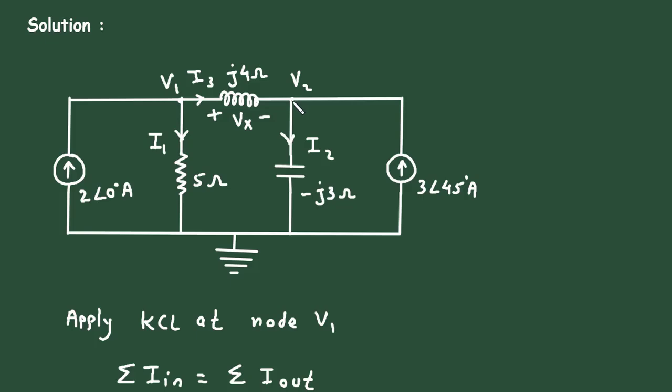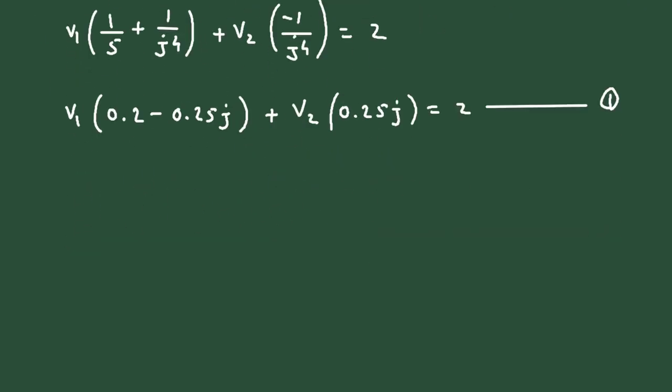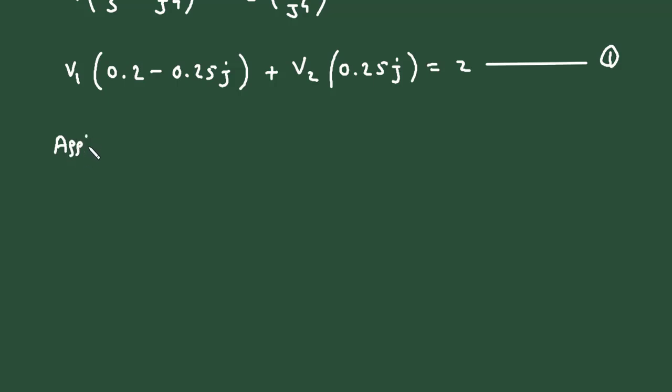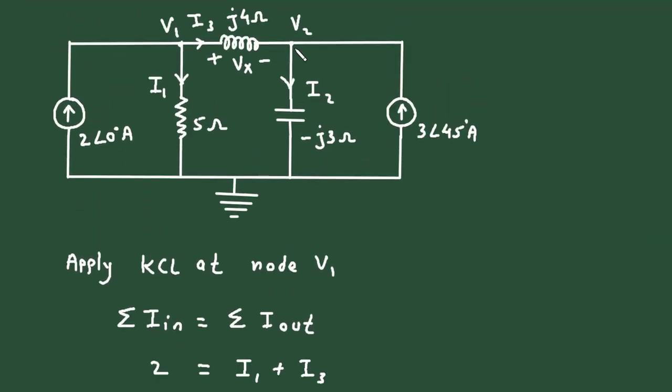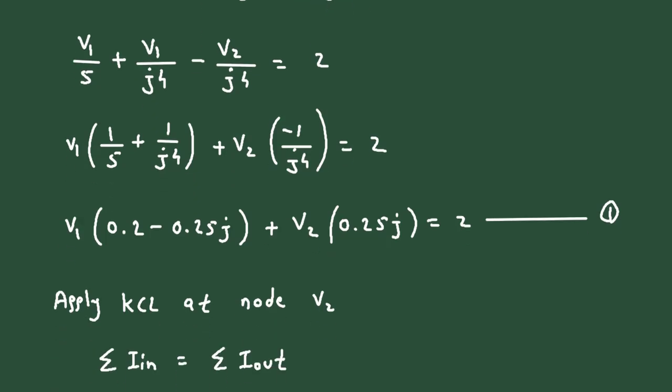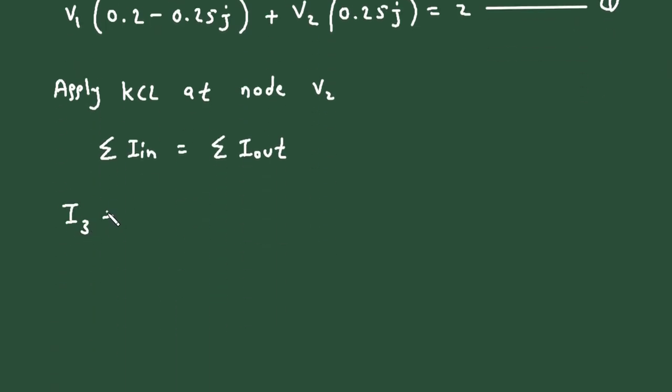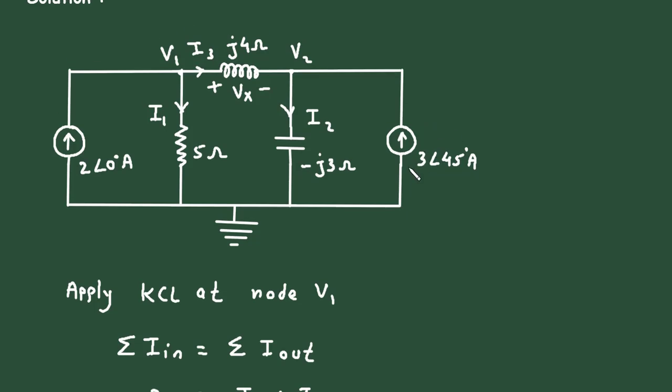Now, next we will apply KCL at node V2. Again KCL is summation of all the currents entering a node is equal to summation of all the currents leaving the node. Now, here we can see at this node V2, the entering currents are this I3 and this 3 at an angle 45 degree. So, let's write I3 plus 3 at an angle 45.